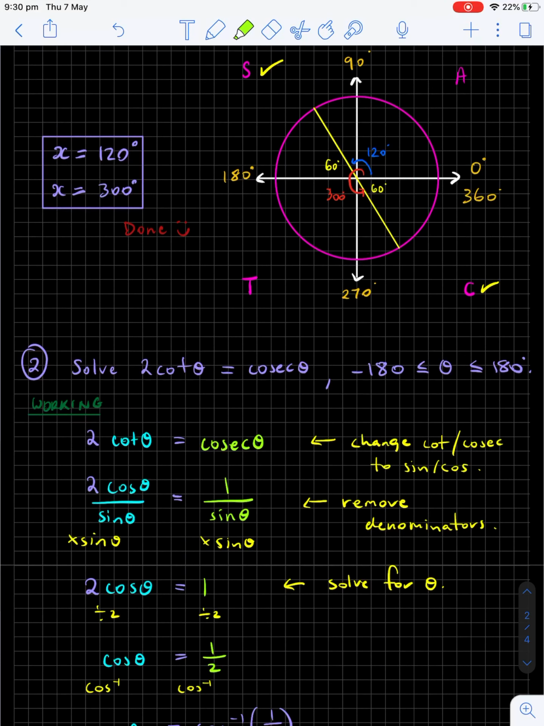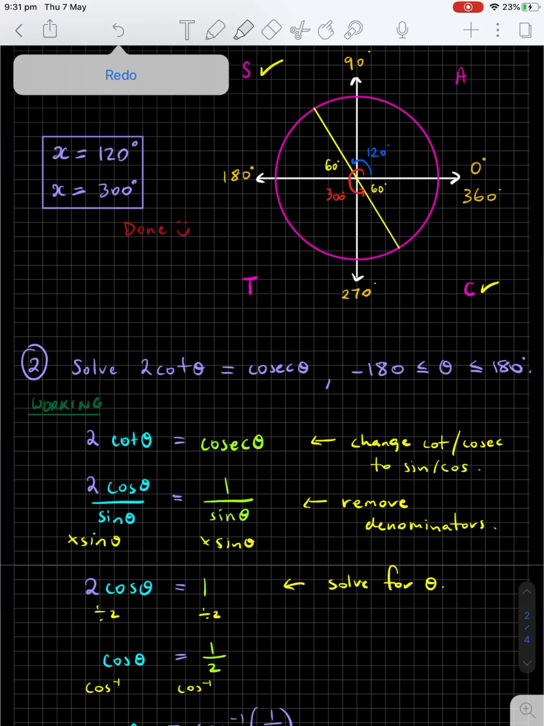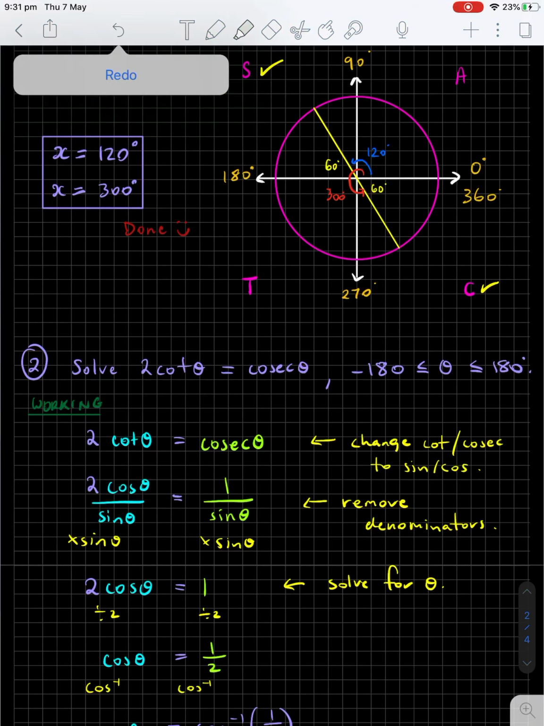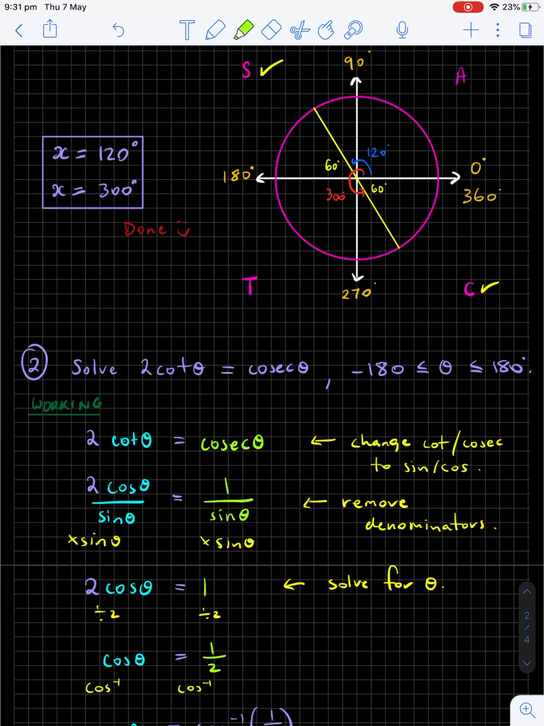Solve 2 cot theta equals cosec theta. Notice that's not a compound angle, it's just a normal angle. So we've got two trig functions, which is a problem. We've got to change it up so there's only one. And we've got that theta is between minus 180 and positive 180. So we're going to be doing a bit of clockwise negative angle stuff and a bit of anti-clockwise stuff as well.